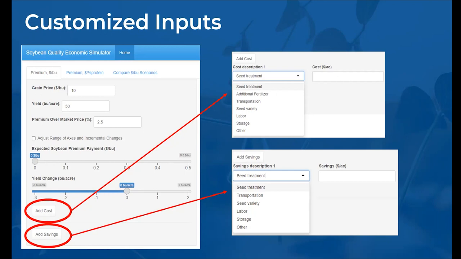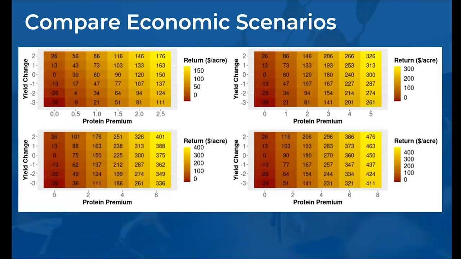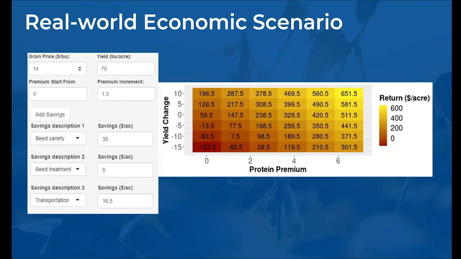And also that tab where you can compare the scenarios shows the return matrix, which uses different inputs to then compare different scenarios. So then you can see how your return can vary based on those different scenarios.